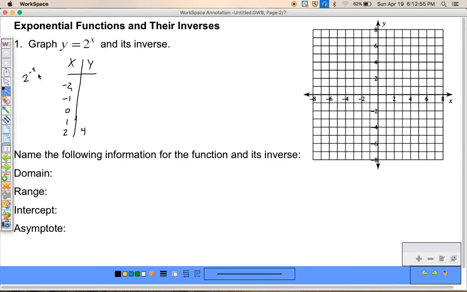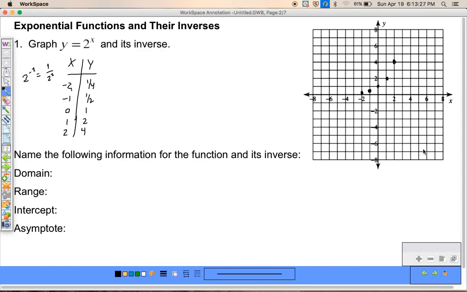Remember, for a negative exponent, 2 to the negative second power, that's the same thing as 1 over 2 to the positive second. We're basically taking that base of 2 and flipping it to the denominator, and this should get us 1/4. 2 to the first would be 2, so 2 to the negative first would be 1 over 2, and anything to the 0 power is always 1. When we plot those 5 points, we should get a graph that looks like this.